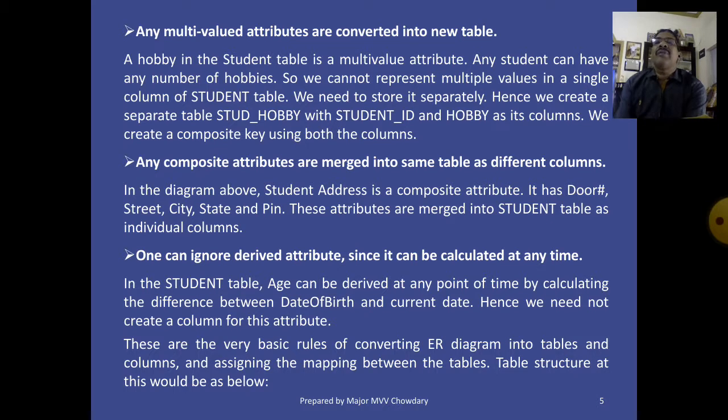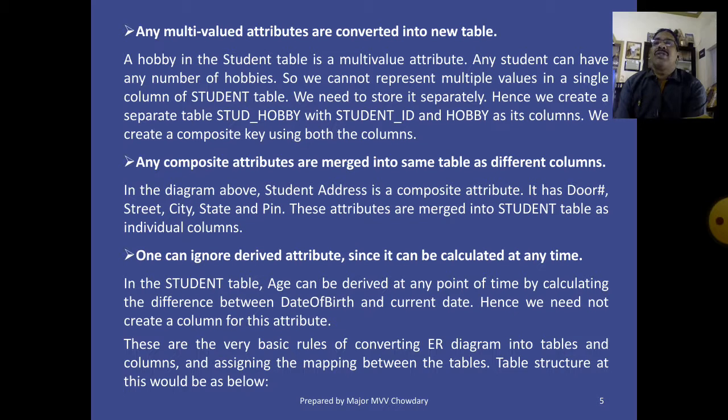Any composite attributes are merged into the same table as different columns. In the diagram, student address is the composite attribute. It has door number, street, city, state, and pin. These are all sub attributes. These attributes are merged into the student table as individual columns. That attribute has door number, street, city, state and pin.